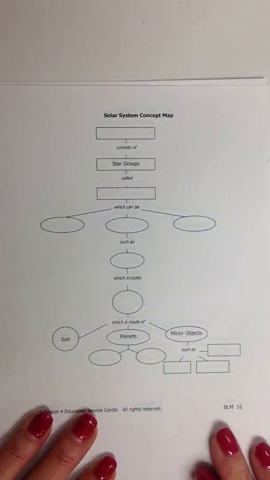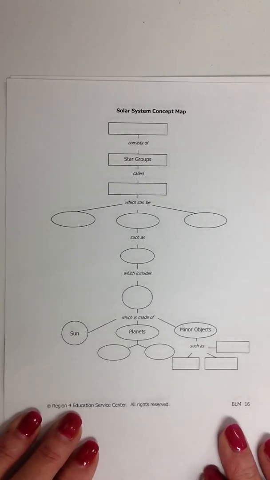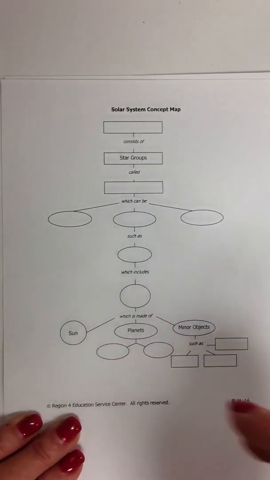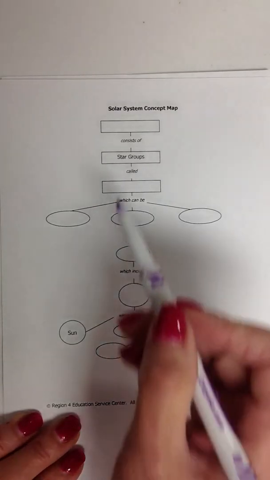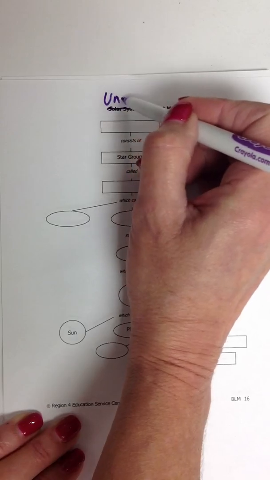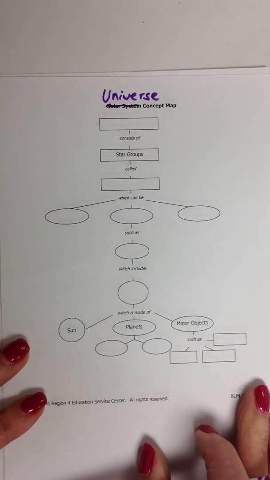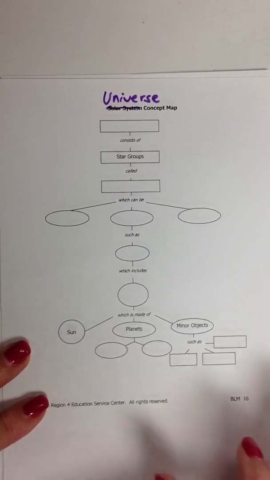Alright, so today we're going to start going over some of the things that you've already completed just to make sure that everybody is on the same page and has a similar understanding. First of all, we look at this. It's called a solar system concept map, but actually it's more about a universe, so that's what we had changed the name to in the grade book if you look at it.